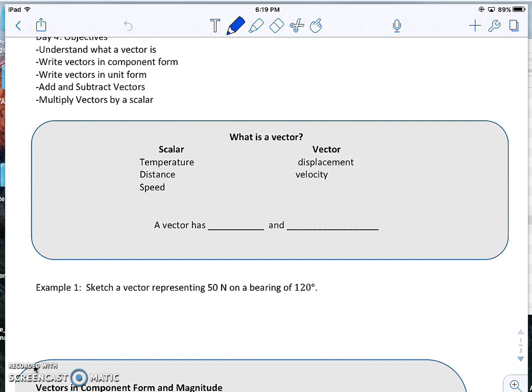It has both some sort of size and direction. So miles per hour would not be a vector. We'd have to have the direction. It's going 60 miles per hour east or 60 miles per hour north.